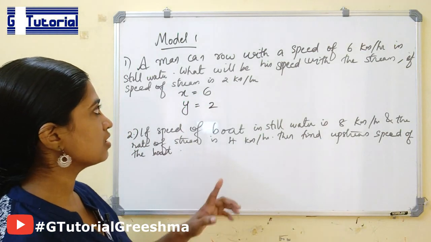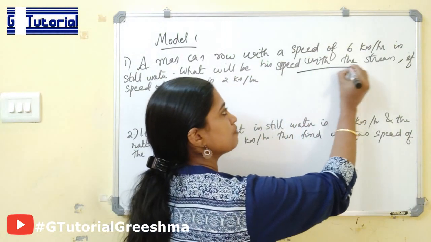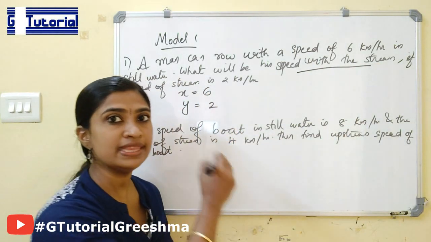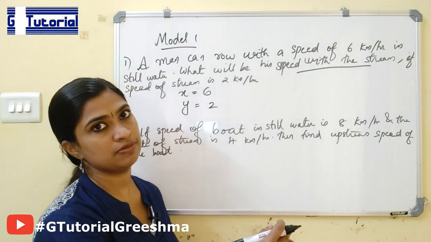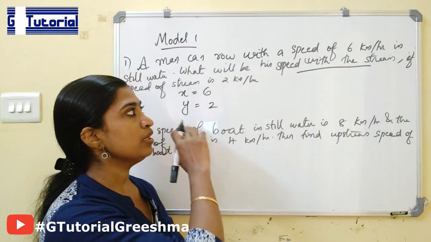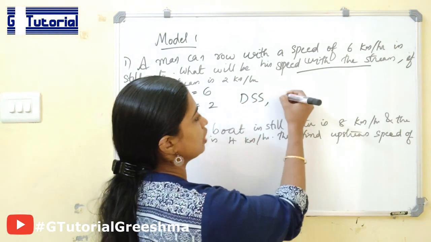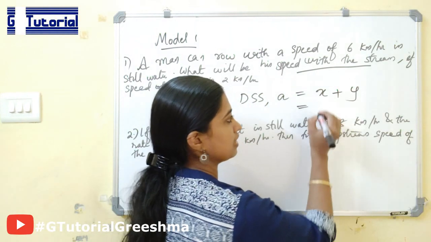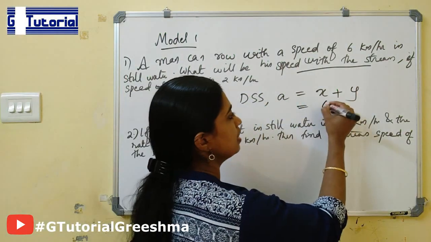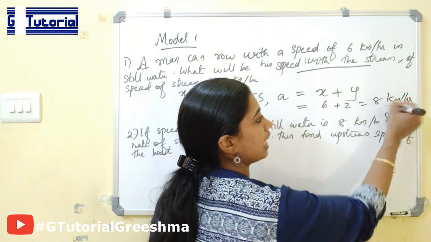Then what is asked? What will be his speed with the stream? That is, what is his speed along the stream or with the stream? That is, what is actually asked? The downstream speed. He is moving with the stream. So, the downstream speed, which is denoted by A, is equal to the summation of stream speed and man speed. So, x plus y, 6 plus 2, which is 8 km per hour. This is a direct question.